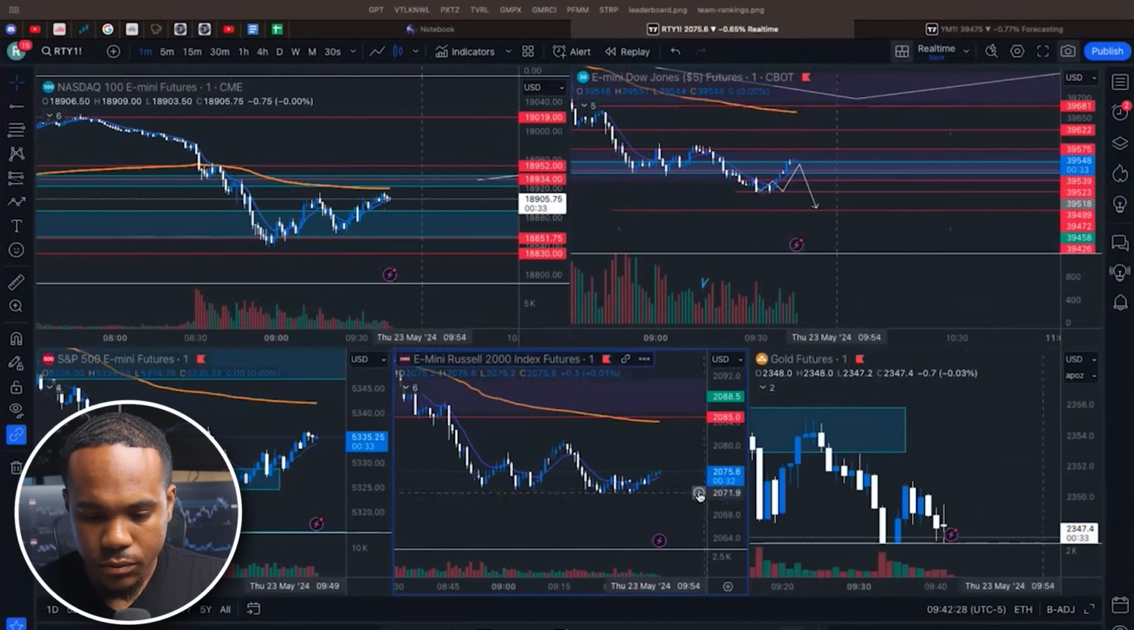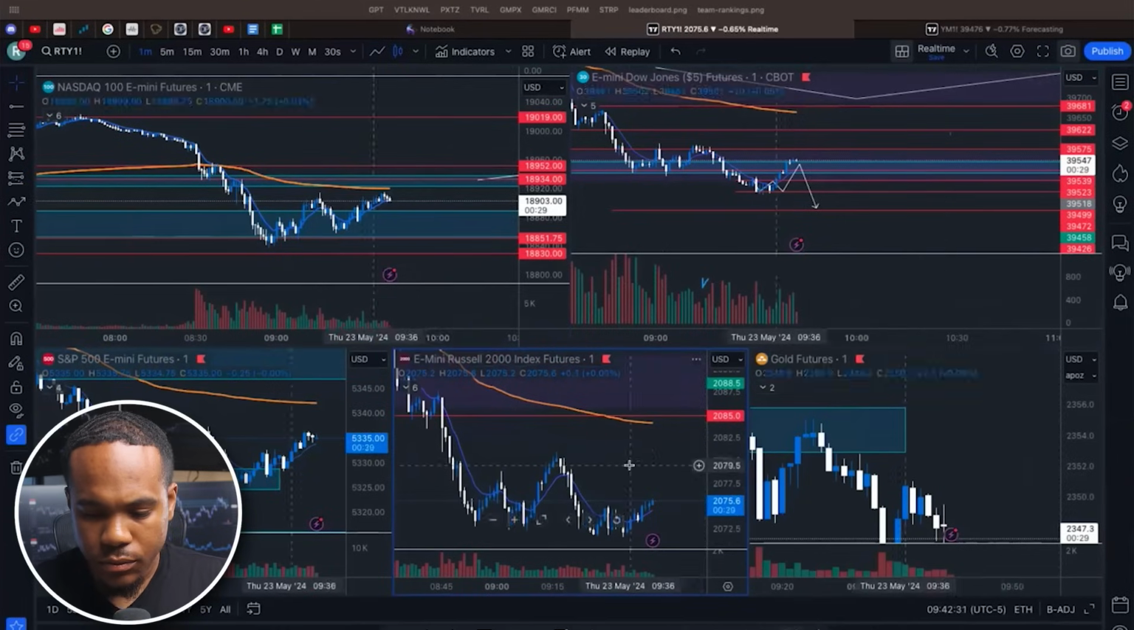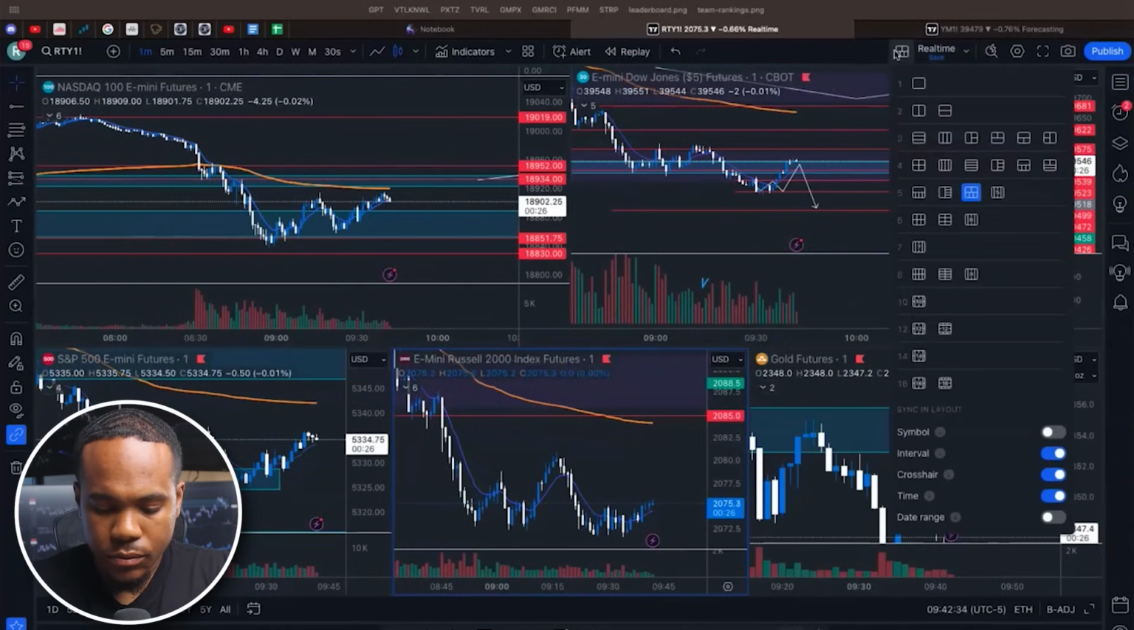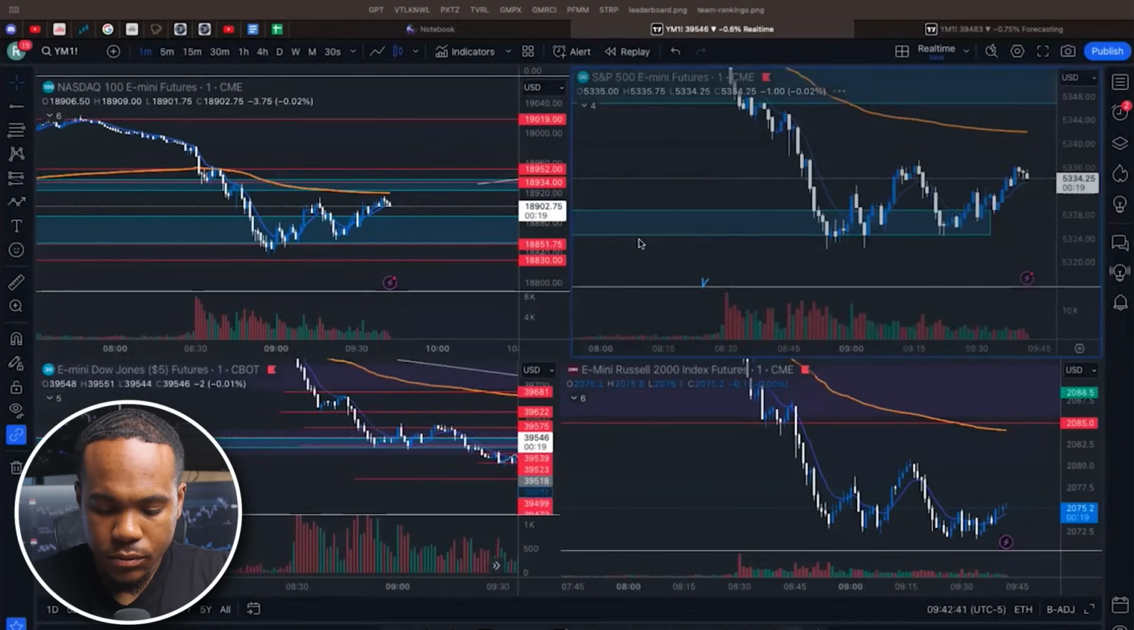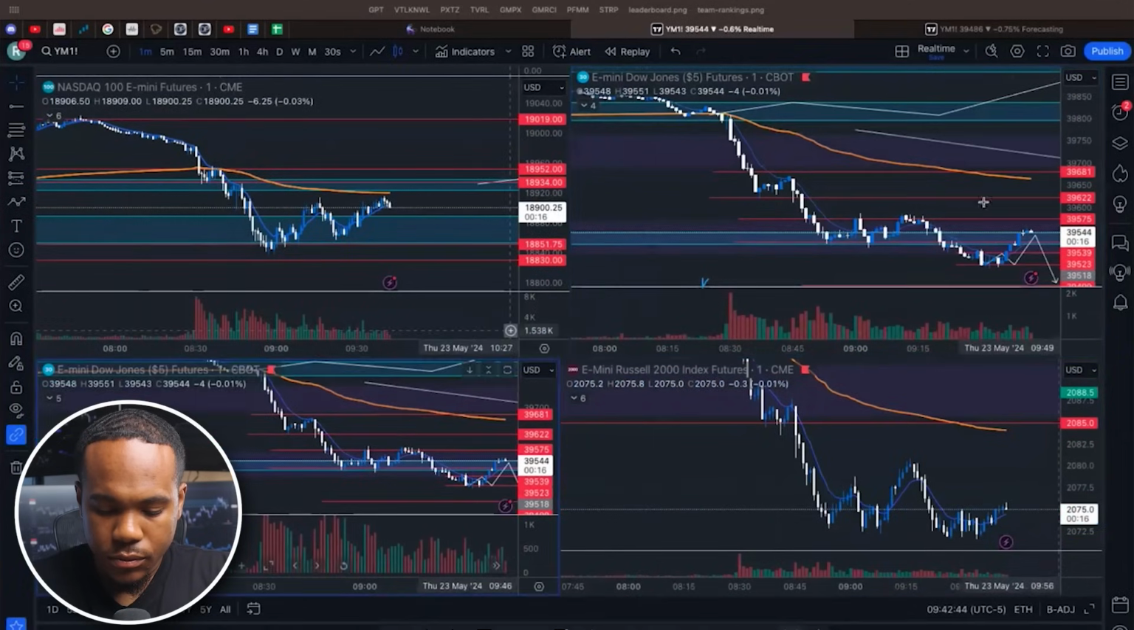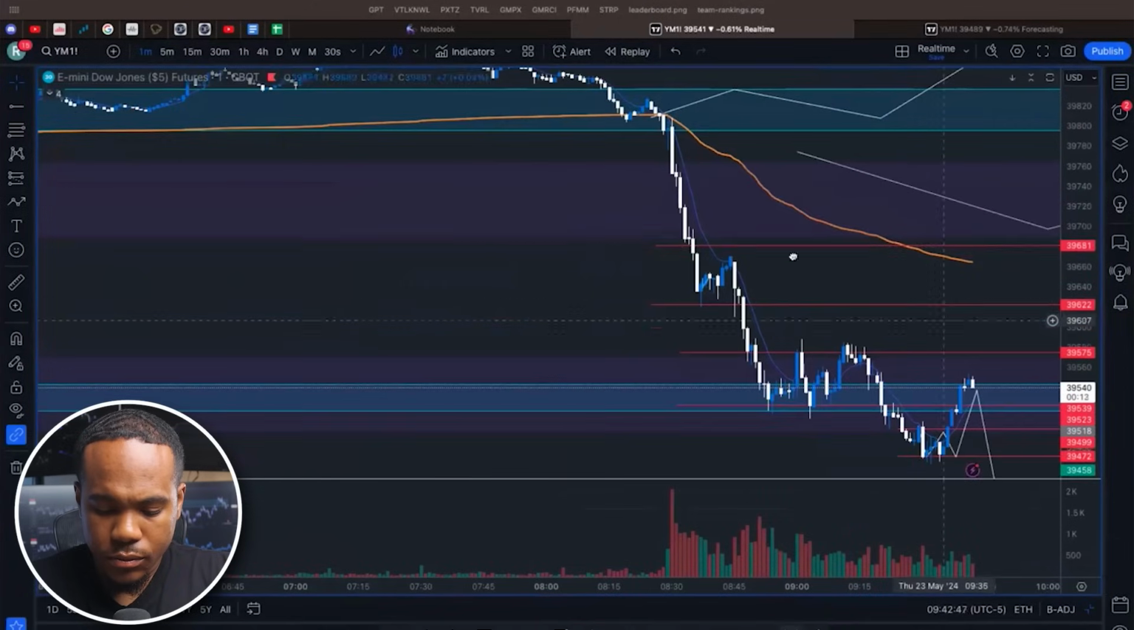RTY, I just haven't even given it much attention. Most of y'all may not trade it, so I'm just gonna take this off. I don't need to keep anything I'm not looking at. So I have US30, and what I started to do with US30 is not get too distracted.